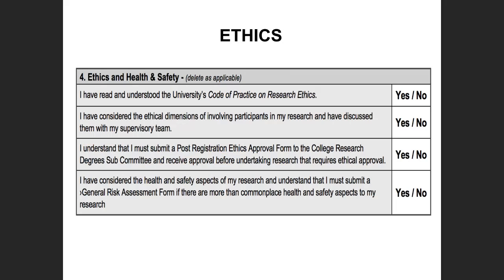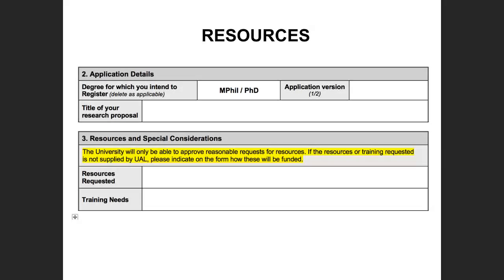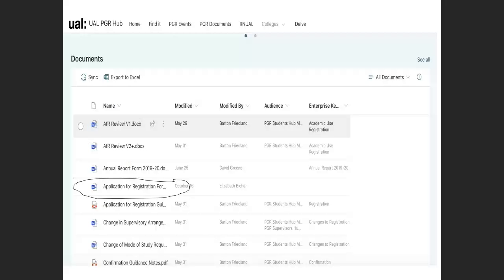Now, we come to ethics. It used to be the case that we asked every student to fill in an ethics form to say what the ethical issues were in their PhD at the beginning, at registration stage. We don't do that anymore. We ask you to fill in the ethics form when you start doing research that requires ethical clearance.